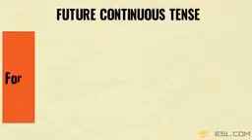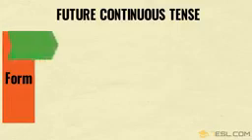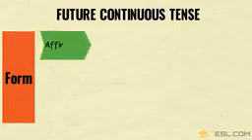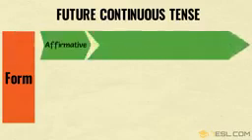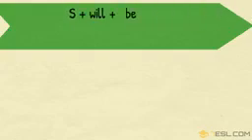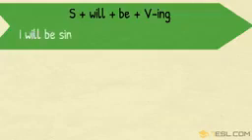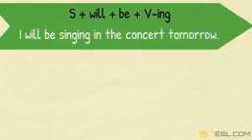Future continuous tense. Form. Affirmative: subject plus will plus be plus verb-ing. I will be singing in the concert tomorrow.